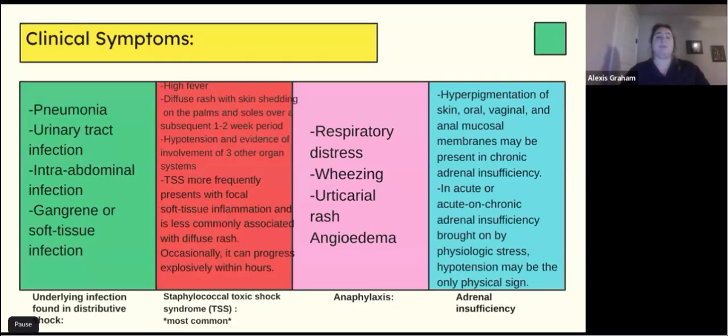TSS is more frequently present with focal soft tissue inflammation and is less commonly associated with diffuse rash. Occasionally, it can progress explosively within hours, though.